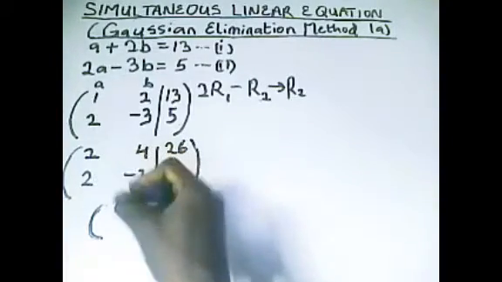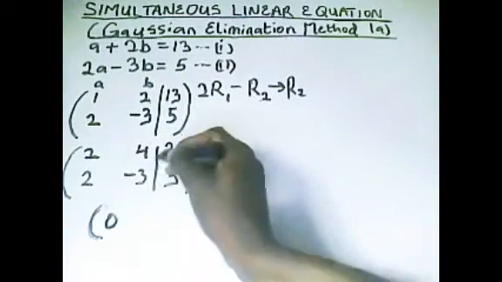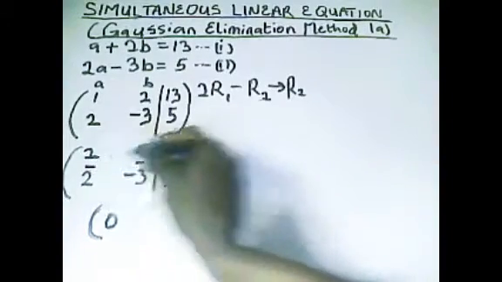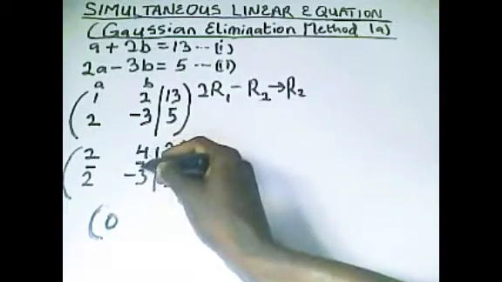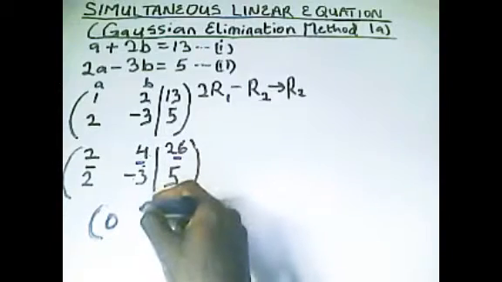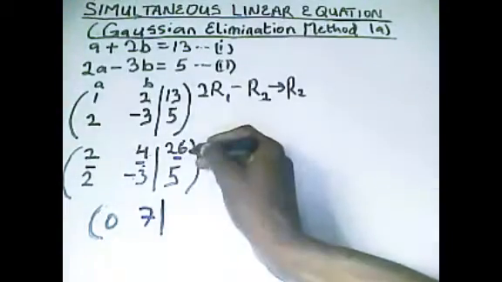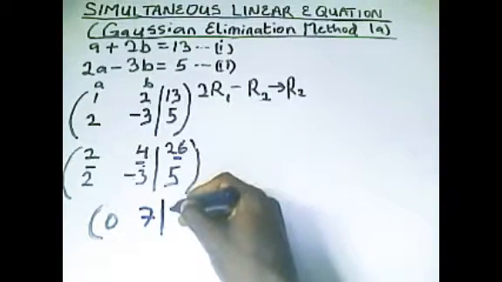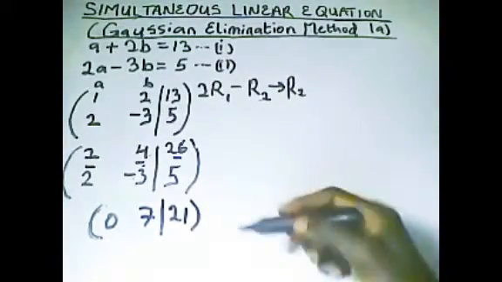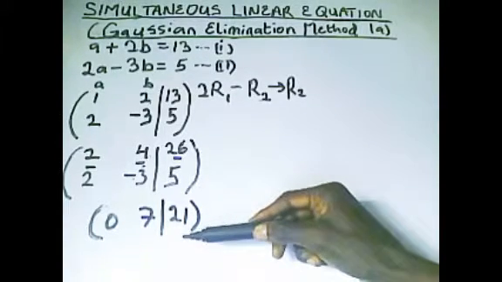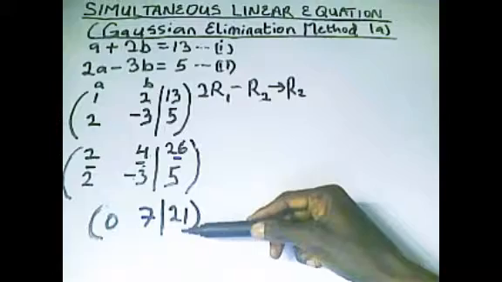So 2 minus 2 is what? 0. Then 4 minus, don't forget there's an invisible minus sign that we are using here. Okay, 4 minus minus 3 will give us 7. Then we'll write our result value, 26 minus 5 will give us 21. So this value we have here is where we are going to start our work from.